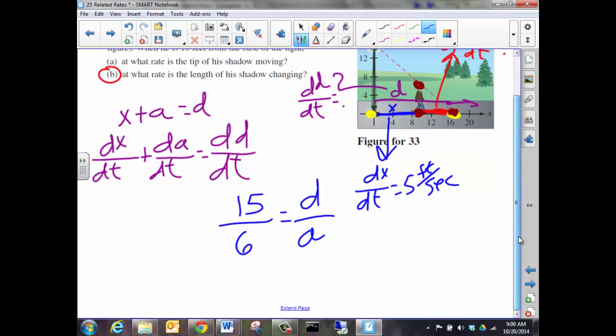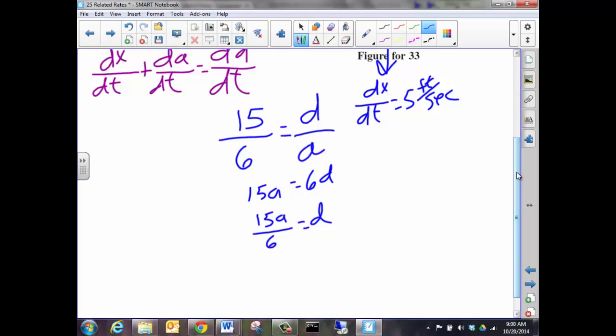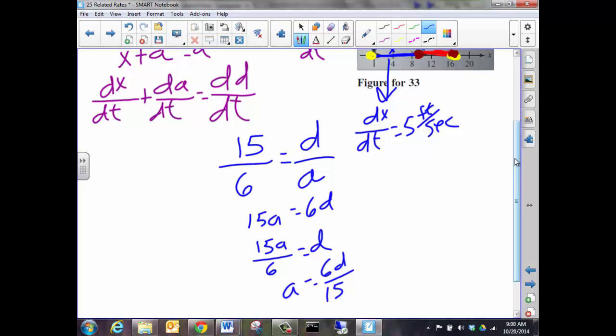If we cross multiply these, we get 15A equals 6D. Do we want to solve for A or D? All right, so we get 15A over 6 equals D. All right, A equals 6D over 15. I'm just doing what y'all tell me to do, right? I don't know that it does matter, because plugging back into the formula, you're going to have to find the other one later. There's not one wrong way and not one right way. Either of those will work.